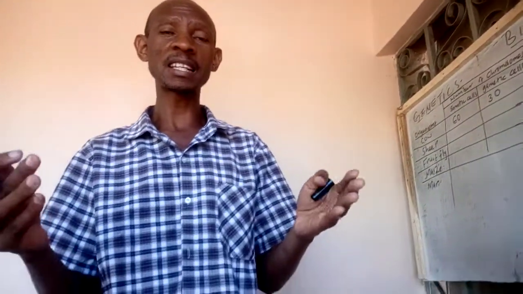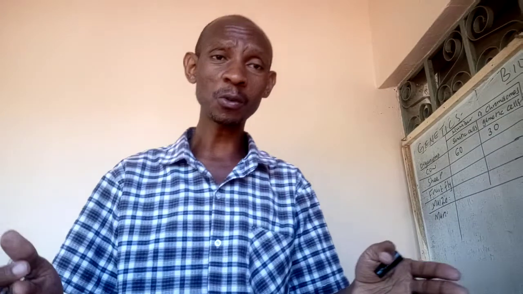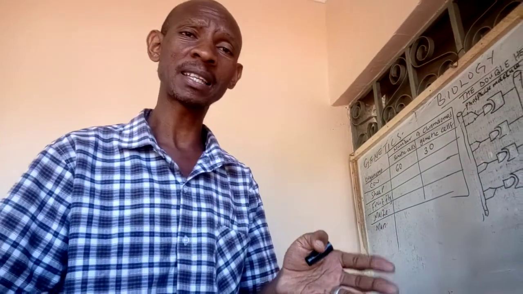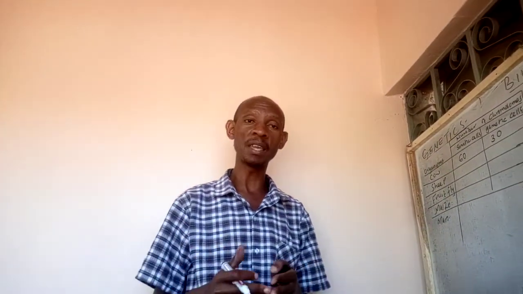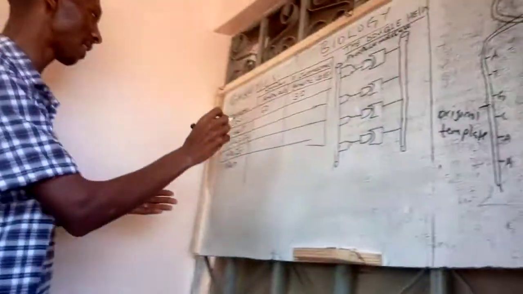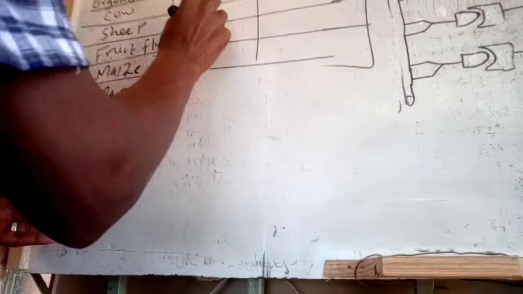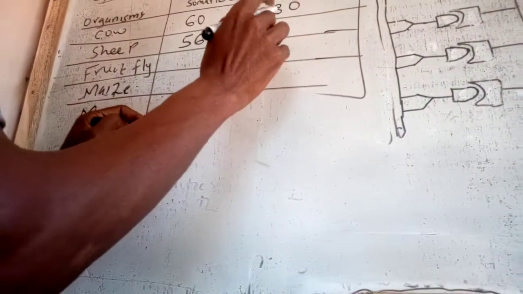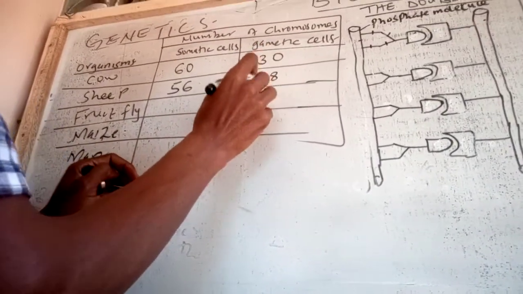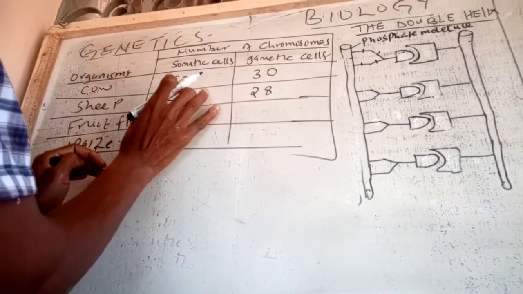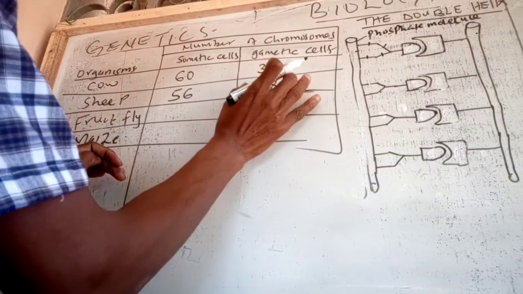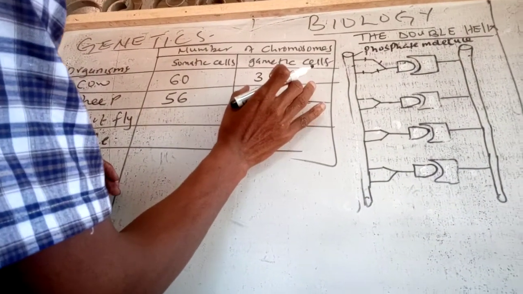As far as the second organism is concerned, that is sheep, the number of chromosomes found in the somatic cell or body cell is supposed to be 56. And the gametic cell normally has 28 chromosomes, and that is haploid, meaning half of 56, because somatic cells are diploid, while the gametic cells are supposed to be haploid.